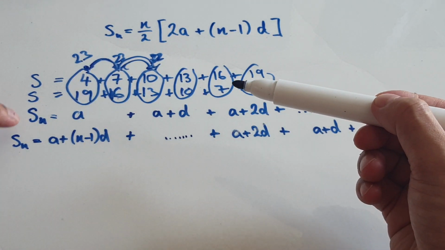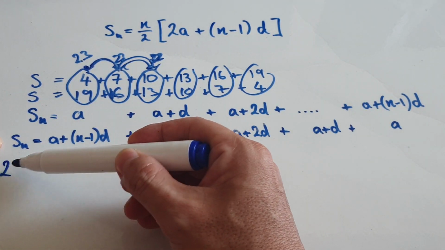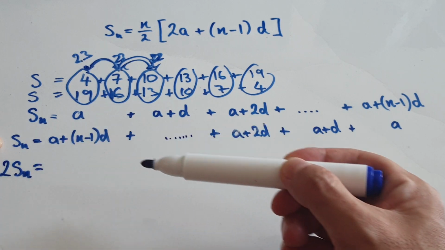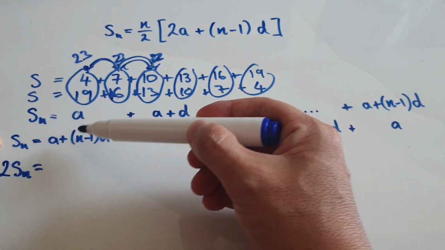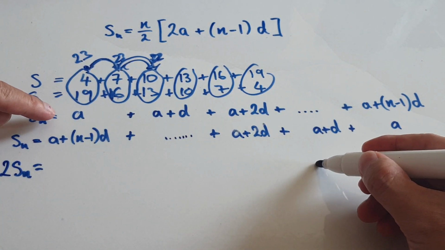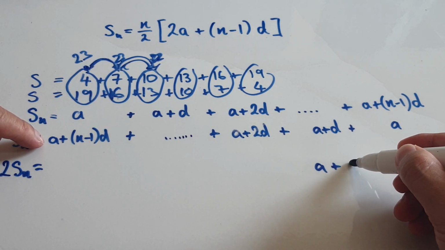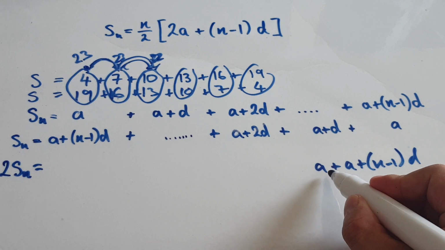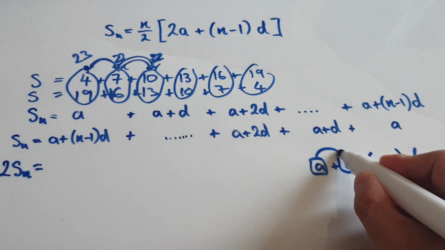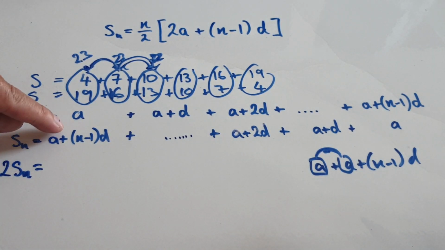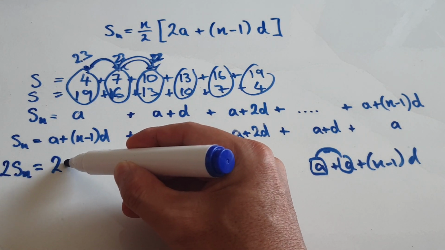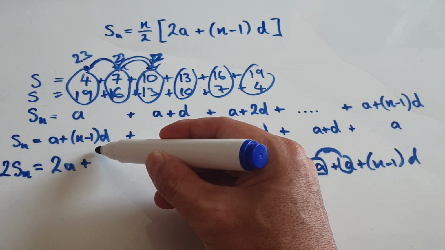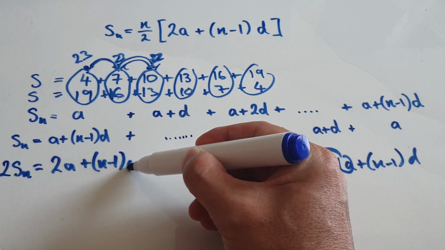Now, get this, add this. So this will be 2Sn equals, what's this plus this? Let me write it over here. A plus this thing here, A plus n minus 1d. So single number, merge these two together. Well, if you add these two together, it gives you 2a plus n minus 1d.